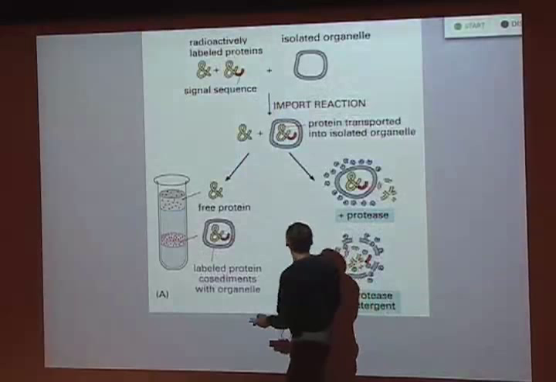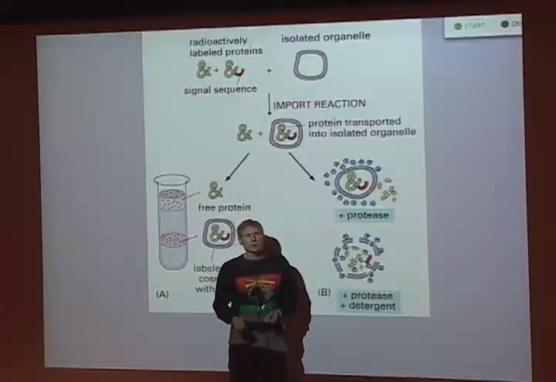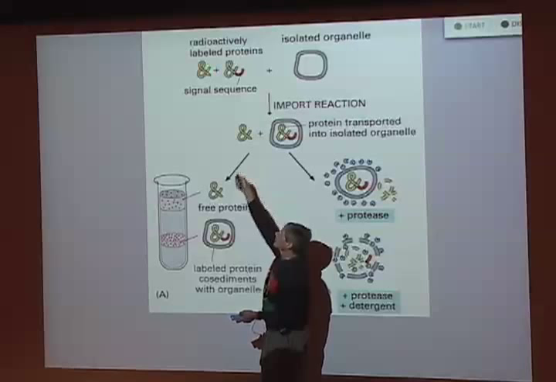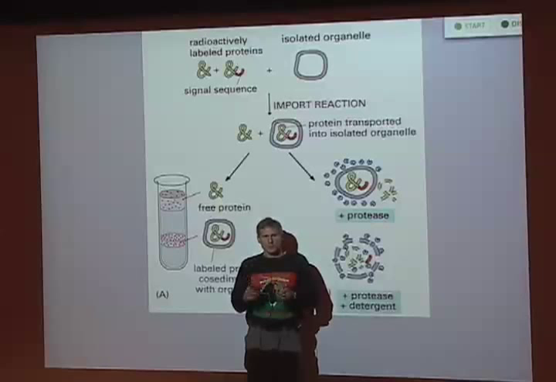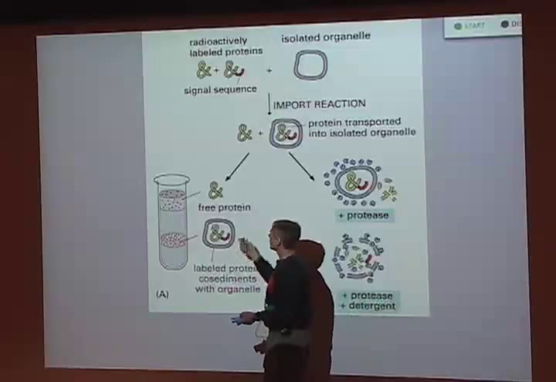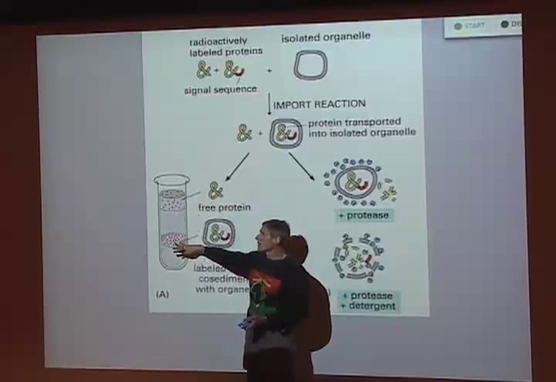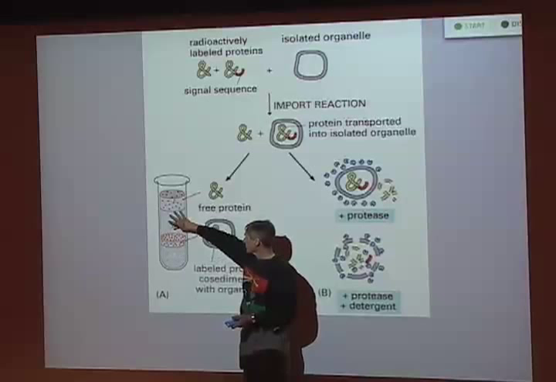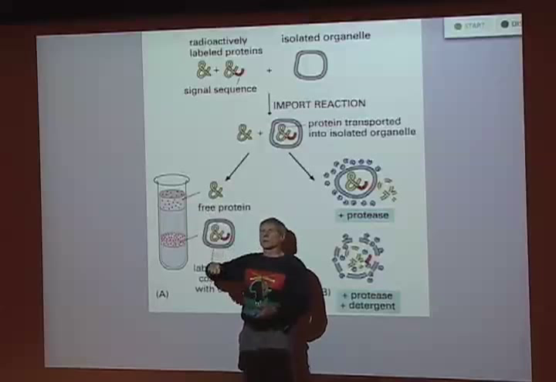Let's do an experiment. Let's make a protein radioactive. We'll make two proteins, one with a signal sequence, that's this red bit, and one without. Mix them together with vesicles, microsomes, and ask if they've gone in. How do you know if they've gone in? Well, there's two ways. One, you can separate free protein from the vesicles, again, using the centrifuge. If you put the mixture onto a sucrose gradient and centrifuge, the vesicles are more dense and more massive, and they'll separate. So if the protein goes with the vesicles, you know it's attached, probably inside.